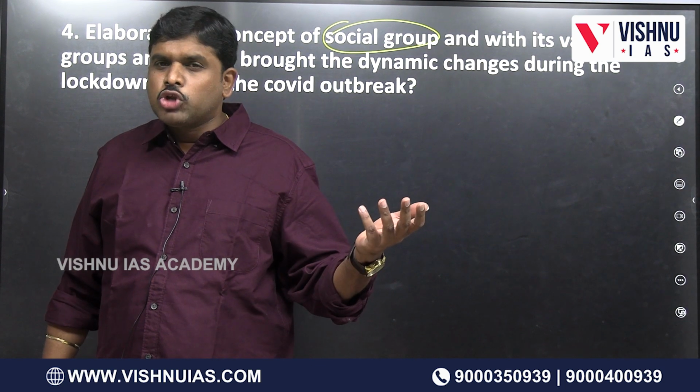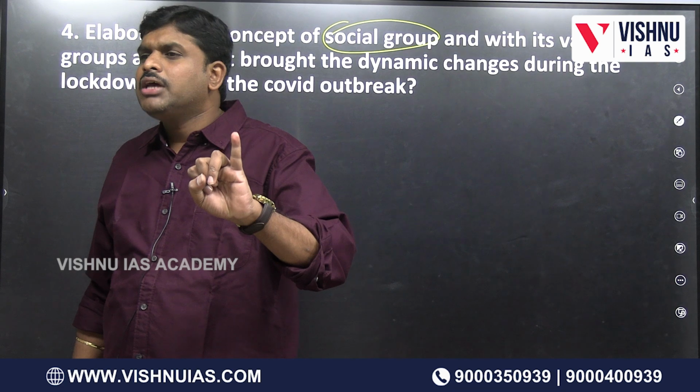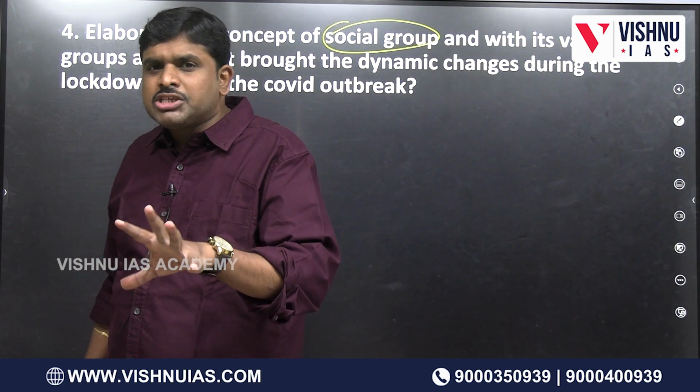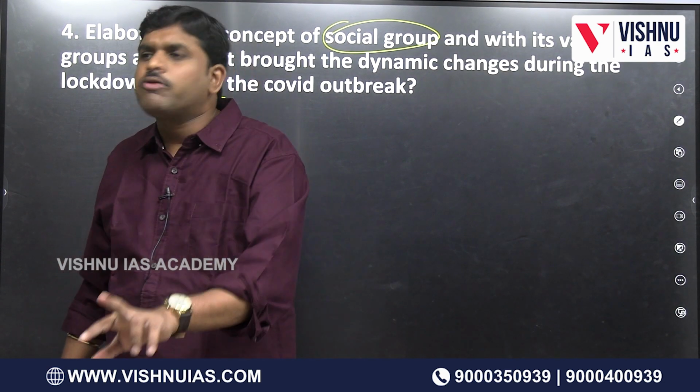Next, are there any more social group divisions? Formal and informal. Based upon interaction, social groups are primary as well as secondary. Based upon group formation, institutional group formation, there is a formal group and an informal group. So, you will write about formal and informal groups.